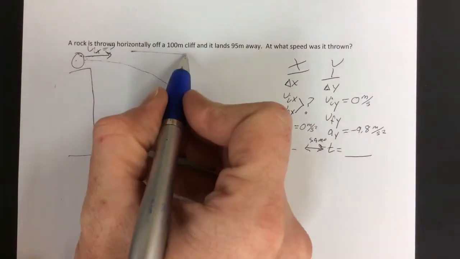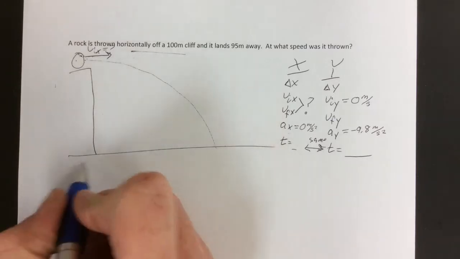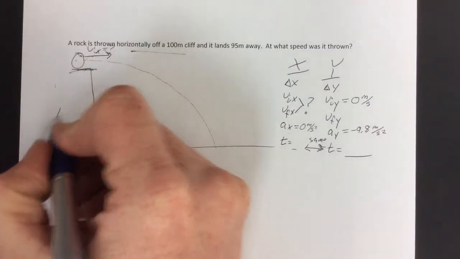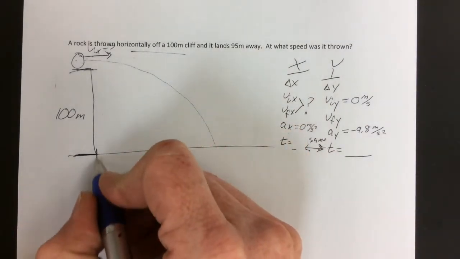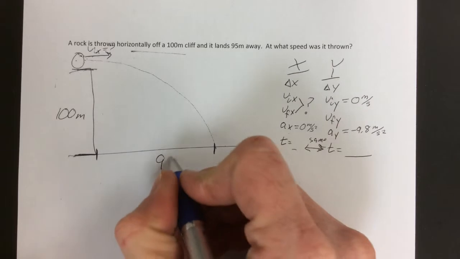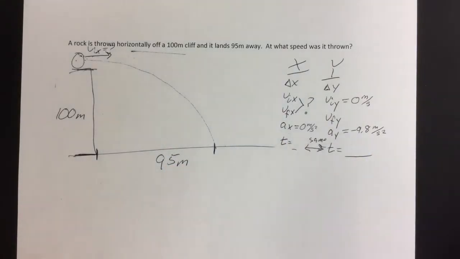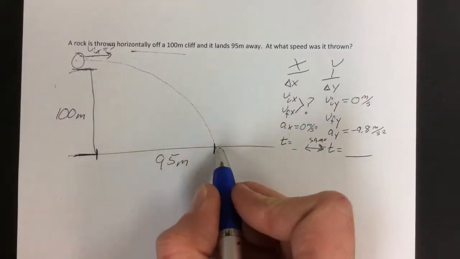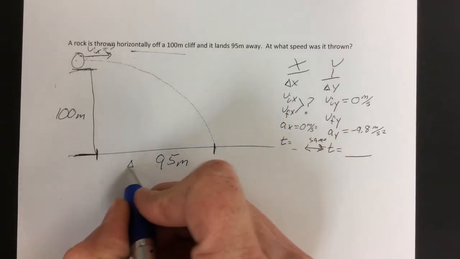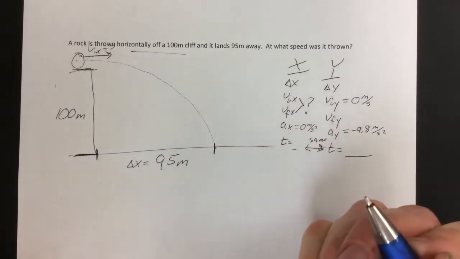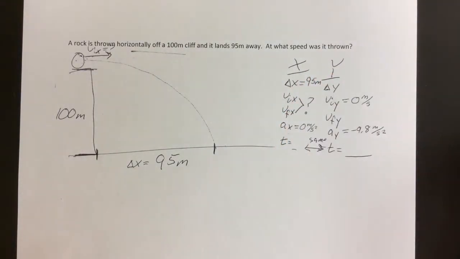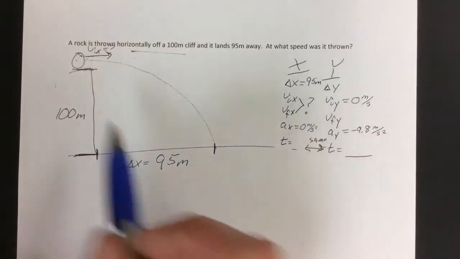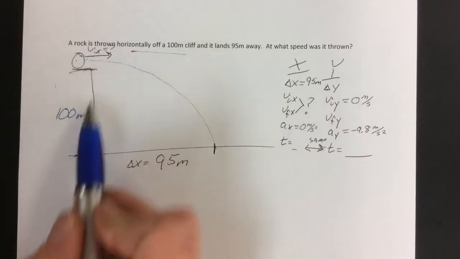So a rock is thrown horizontally off a cliff that's 100 meters high. From here to here is 100 meters. And it lands 95 meters away. From here to here is 95 meters. So this distance traveled in the X direction is the displacement in the X direction. That's how far the rock travels in the X direction. It goes 95 meters to the right, the positive direction.